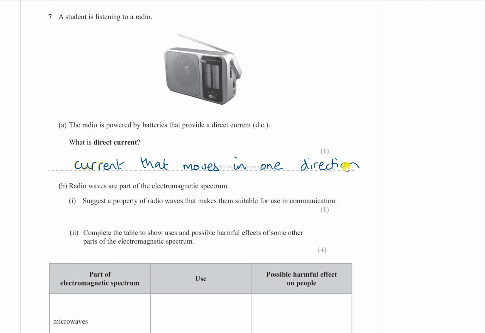Radio waves are part of the electromagnetic spectrum. Suggest the property of radio waves that makes them suitable. They travel quickly, at the speed of light. They're not harmful, unlike microwaves that are used in communication, which can potentially cause harm. You can use them over long distances, for long distance communication. You can code information on them. Any one of those.